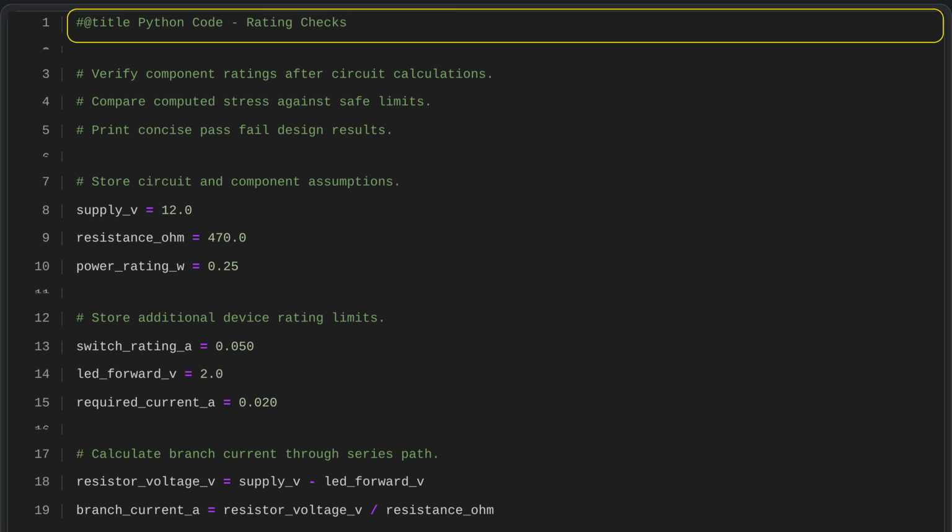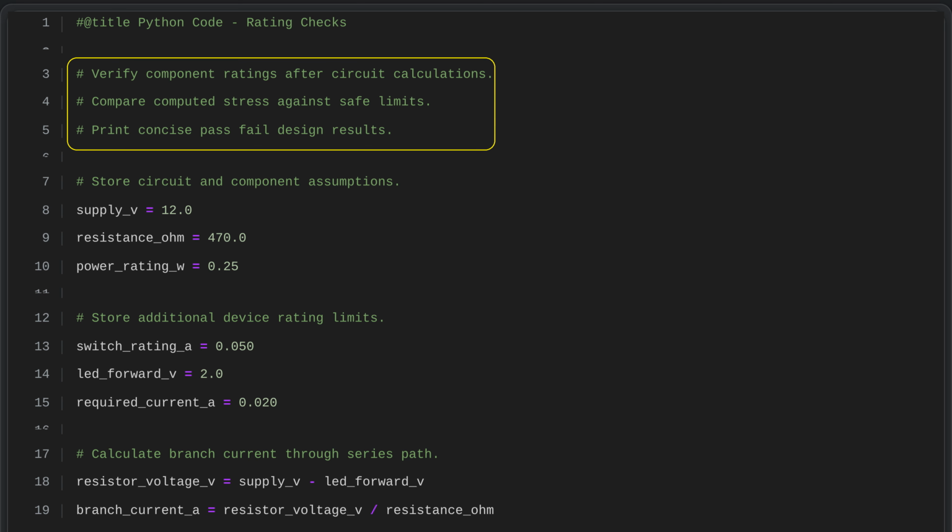Python code, rating checks. After completing circuit calculations, check that each component's rating is adequate. Compare the computed stress on the design with safe operating limits, then report a concise pass or fail result.